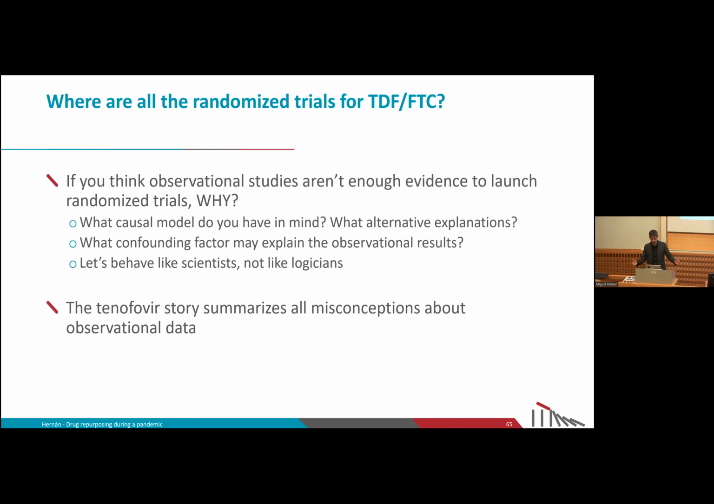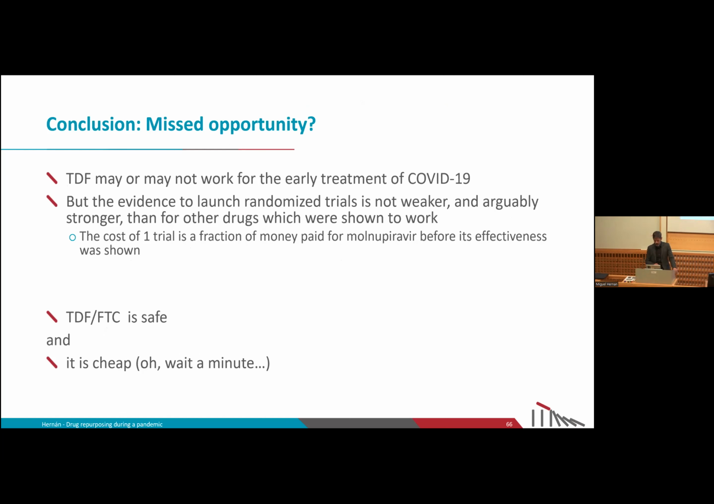So the problem with the tenofovir story is that it encapsulates many of the misconceptions about observational data. And even in a case where we have really strong evidence that this might work, we're not doing trials. Why? So is this a missed opportunity? We may have missed the opportunity to do trials for tenofovir. It will be very hard to do them now, right? What are we going to compare them with? Nothing, when we have molnupiravir and remdesivir.